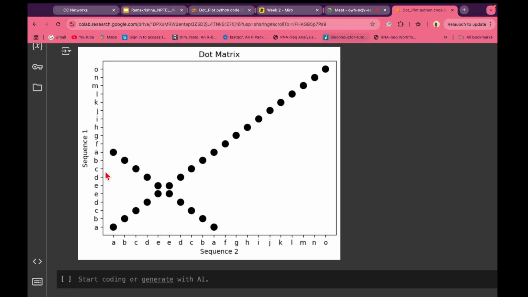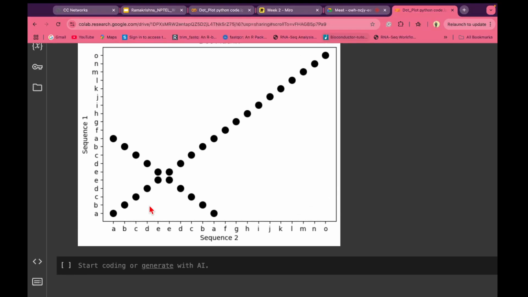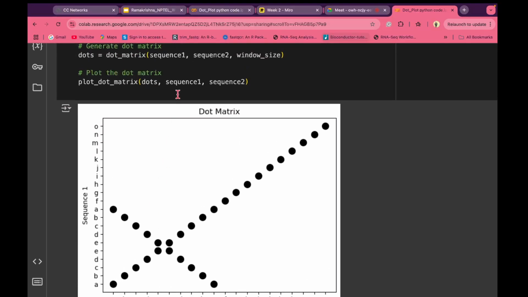So this is how a palindromic sequence looks. The alignment of this X indicates the presence of a palindromic sequence, that is, the sequence reads the same from the start and from the end. That is A B C D E E D C B A, the same as A B C D E E D C B A. So this gives the presence of a palindromic sequence. These are some special cases.